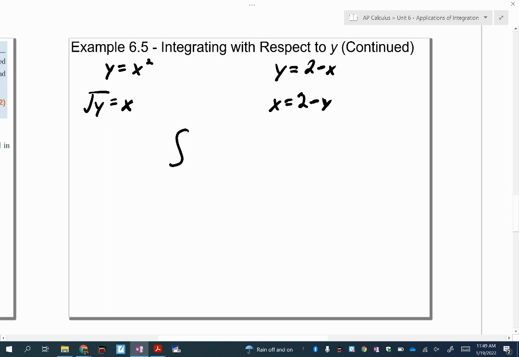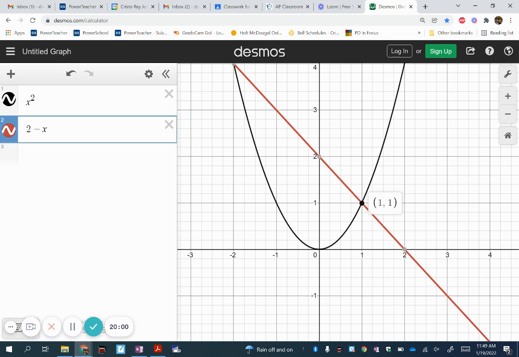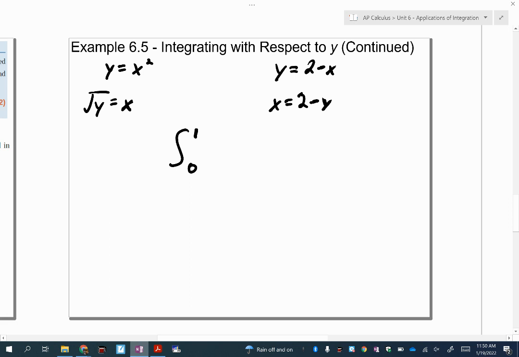All right, and so to do my integral with respect to y, I'm actually going to use 0 to 1, as opposed to what I used before, which was 0 to 2, because, again, if you were to look at the sketch and rotate it, where this is the x-axis and this is the y-axis, we're only going up to 1 here where they intersect. So that's why I'm using 0 to 1. Okay, and I'm going to use the red one, which is 2 minus x, is above the one in black. So I'm going to do the integral of 2 minus y minus the square root of y.